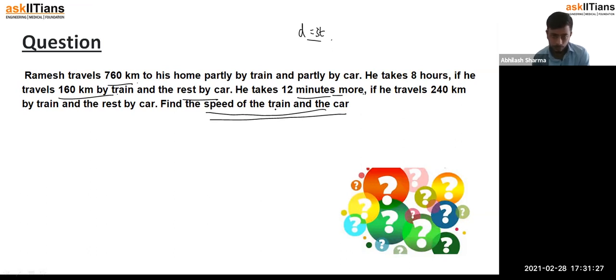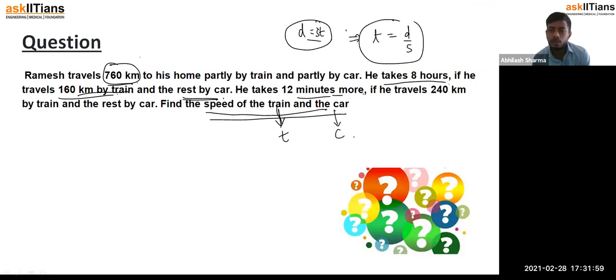Okay, so let us say the speed of the train is t, speed of the car is c. So look, 760 kilometers total he is going to be traveling, right? So he takes 8 hours if he travels 160 kilometers by train and the rest by car. So look, distance is equal to speed into time. So time will be equal to distance upon speed, correct? Now look, total time here he is taking 8 hours. So 8. Now how is he spending those 8 hours?